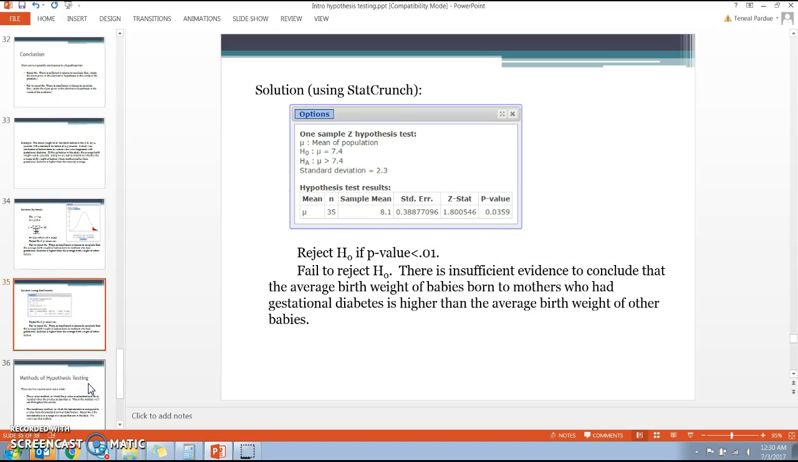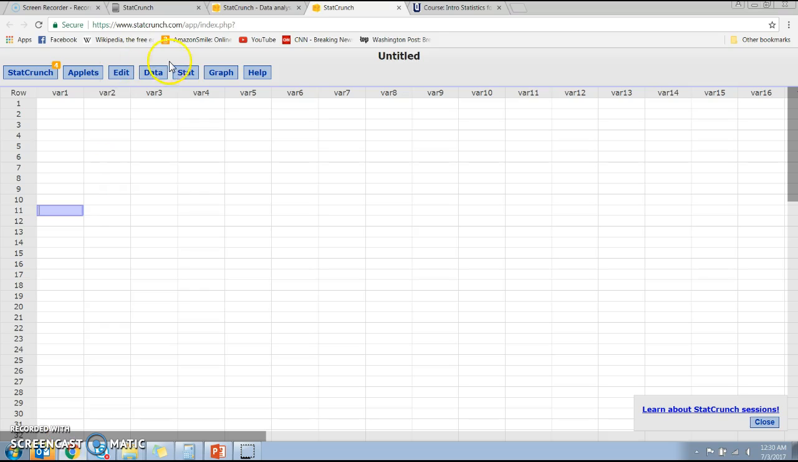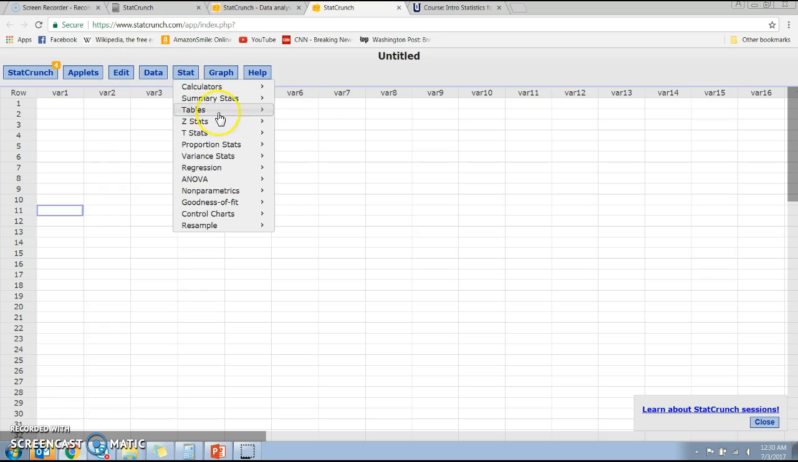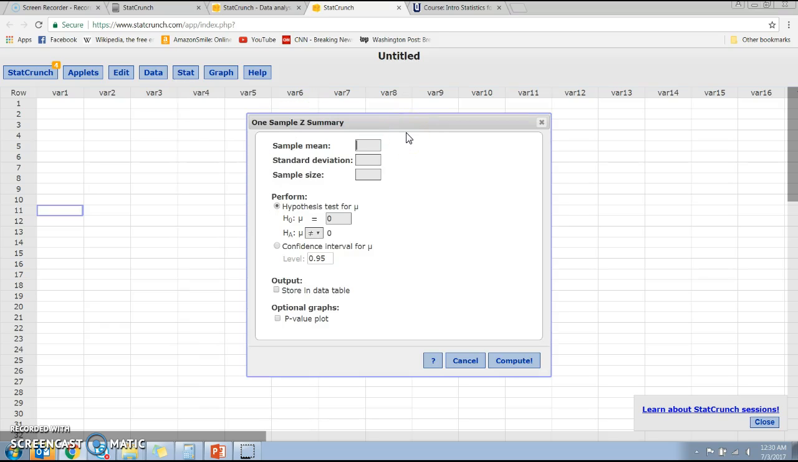And I will ask you to do those by hand as well as in StatCrunch. So let's look at how to do that in StatCrunch. We've got StatCrunch up over here. So we're going to Stat, Z Stats, One Sample, With Summary. This is exactly the same place we were before with the confidence intervals.